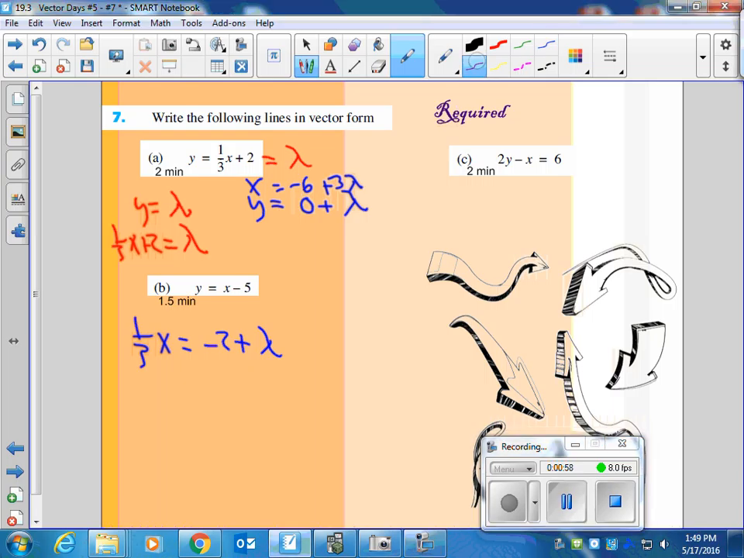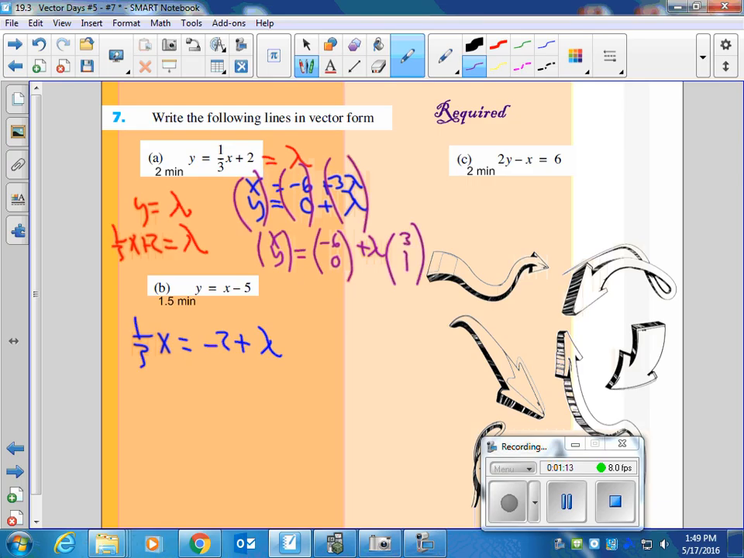Now you can kind of see the vector taking shape, can't you? So this is xy equals negative 6, 0 plus lambda times 3, 1. Ta-da! There it is. Anybody want to see B or C? Jacob, you want to see B? No? Good? All right.